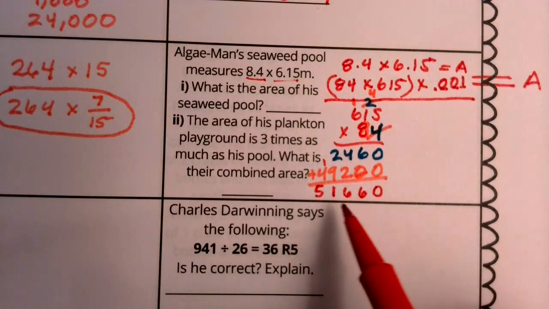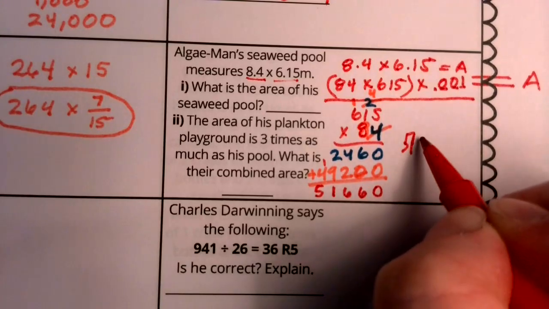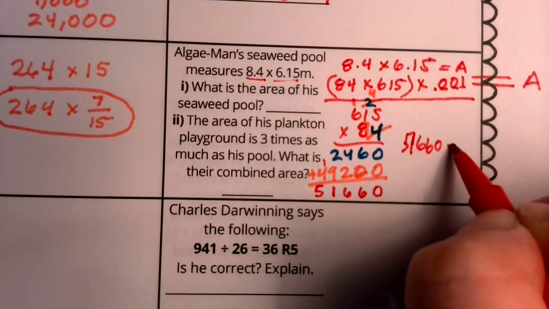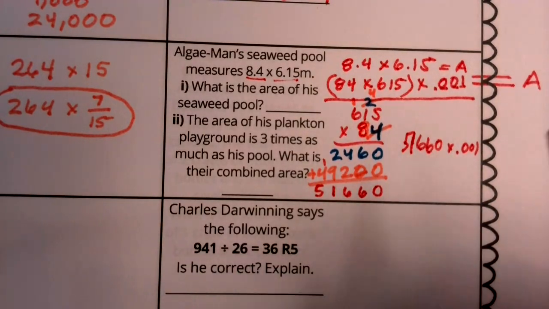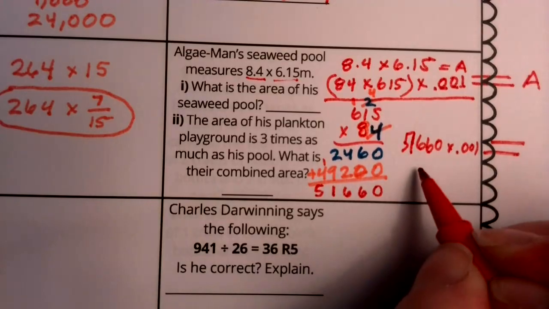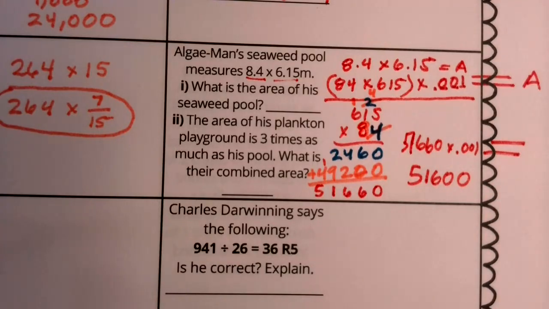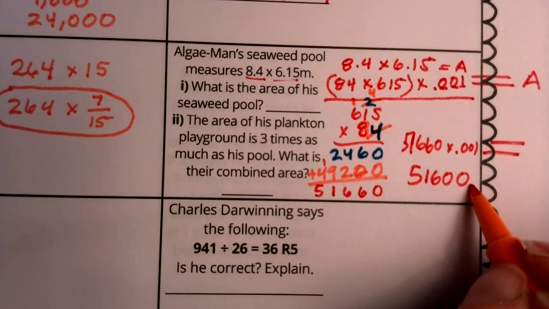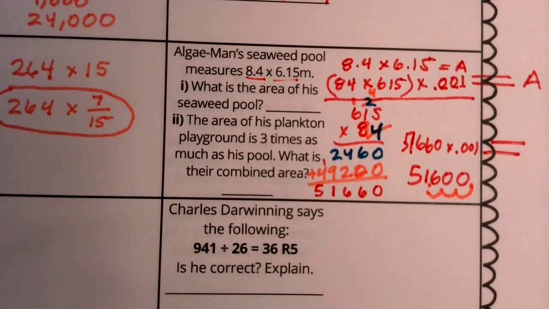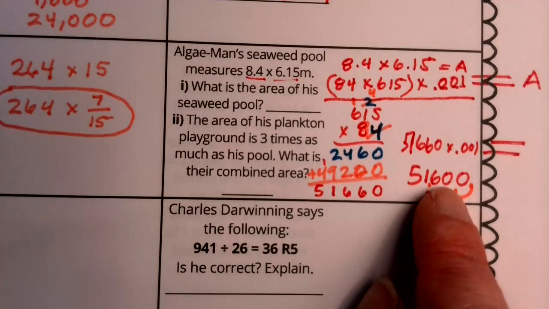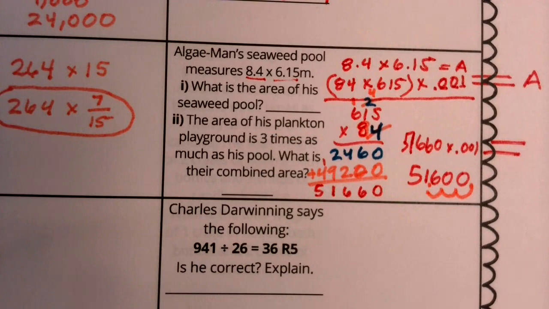But now I have to take 51,660 and I have to multiply it by 1,000th, which is like moving that decimal point 3 times to the left, right? So my decimal starts here in a whole number. Let's move it 3 times to the left. 1, 2, 3. My decimal is actually going to be between the 1 and the 6. That's my answer to number 1. That's my answer to the area of the pool.